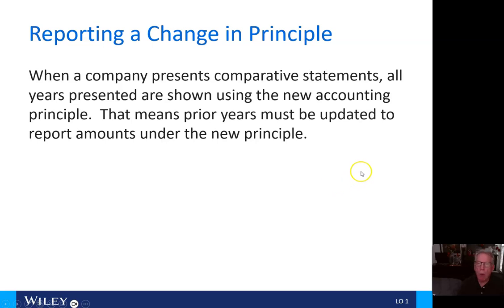So when we report a change in principle, when a company presents comparative statements, all years presented are shown using the new accounting principle. That means that prior years must be updated to report amounts under the new principle.